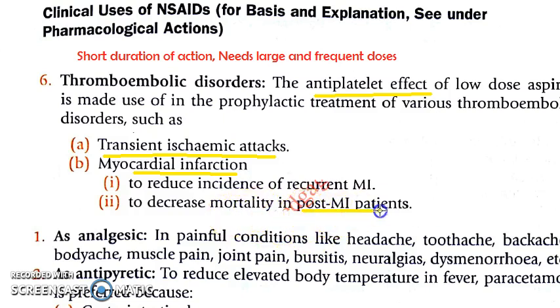In post-MI patients you can use it to decrease mortality and reduce the incidence of recurrent MI. Fine. So where will you use it? Ischemic attacks, wherever there is ischemia. What is ischemia? Blood is not flowing, correct? So in such places, for the blood to flow, you can make it thin, using an antiplatelet drug, low dose aspirin.